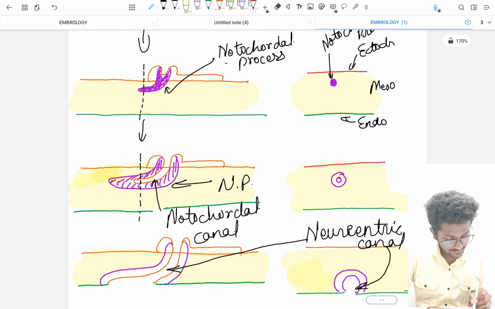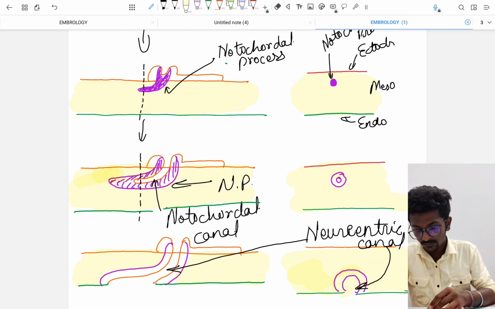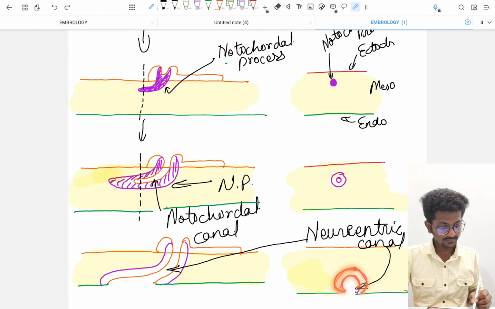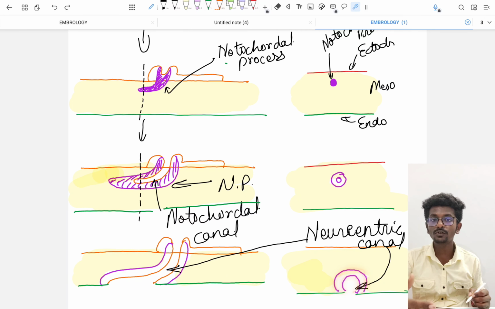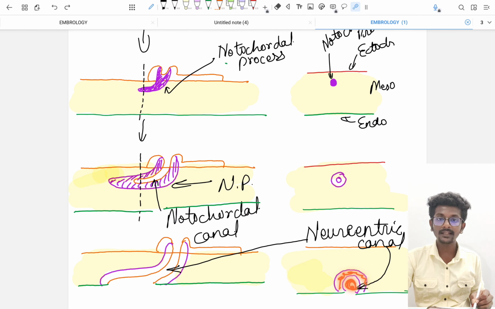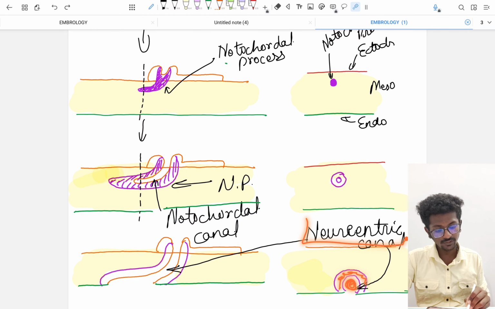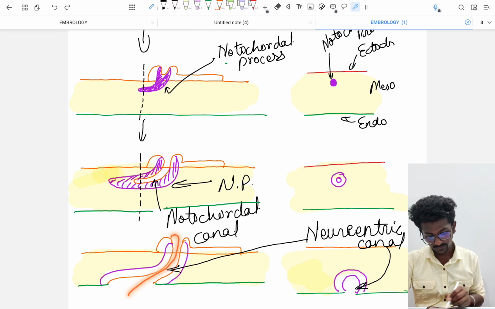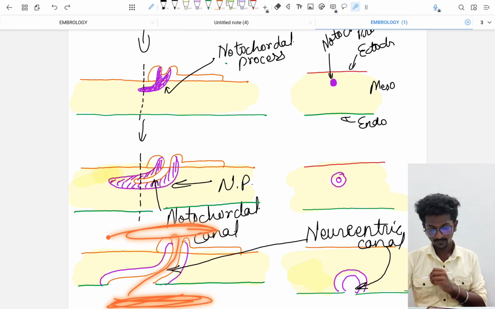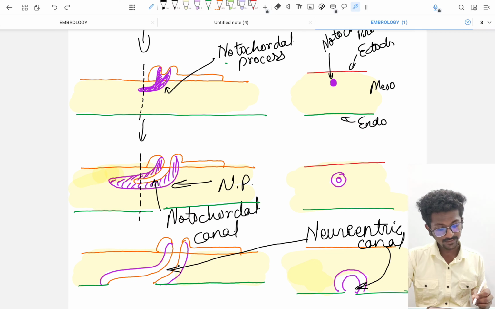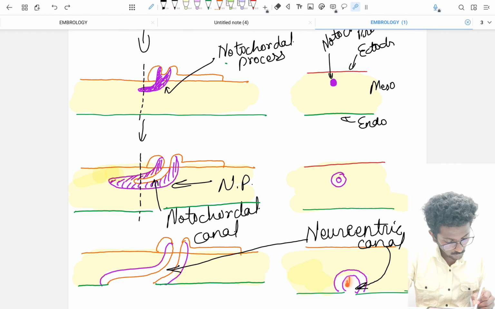This thing is the notochordal process. This is the notochordal process, and this is the notochordal canal, but now it is called the neuroenteric canal because it is forming a direct connection between the primary yolk sac and the amniotic cavity. So now this neuroenteric canal will dip deeper.